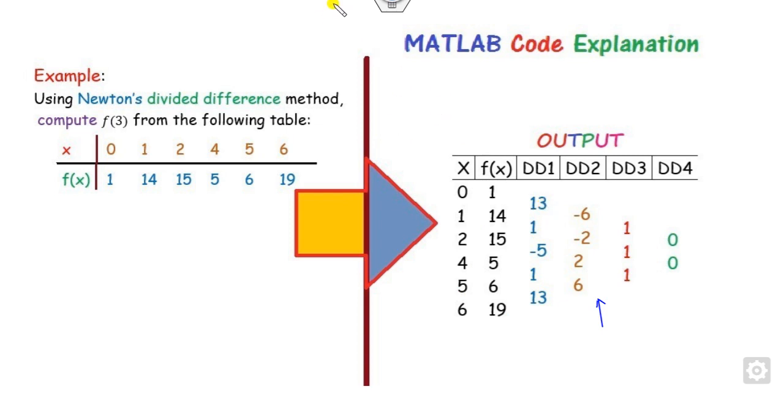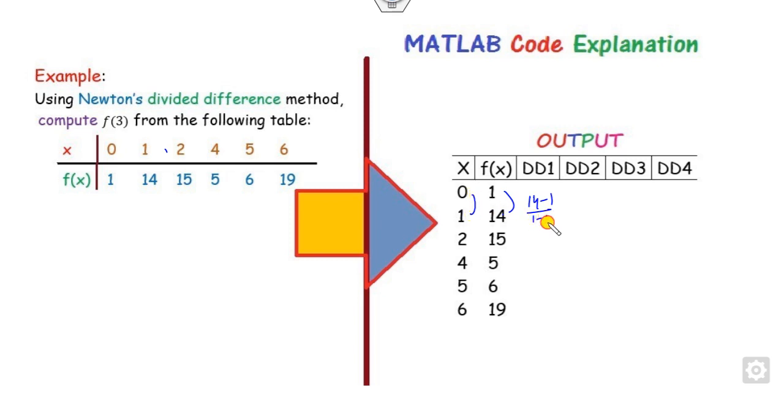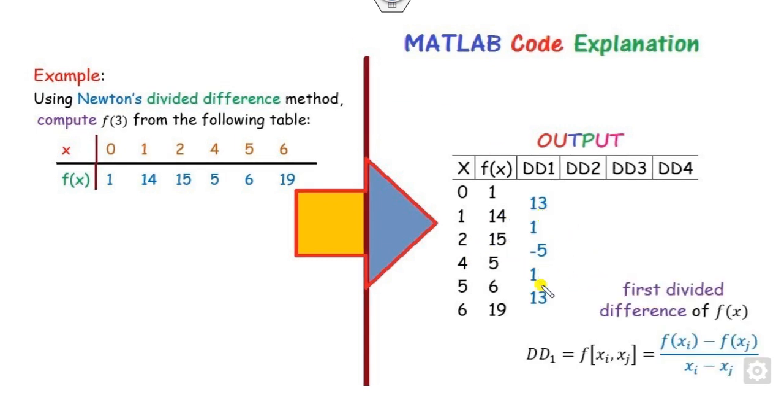All of you know that if you have this given information, how you can compute the first number: that is 14 minus 1 divided by 1 minus 0. So it gives you 13. Similarly, the next one is 15 minus 14 divided by 2 minus 1. This will give you 1. Similarly, here it will be 5 minus 15 divided by 4 minus 2, and so on. Once you perform this, you will get this information, that is xi minus xj over here. So it is denoted as dd1, that is the divided difference of the first order.